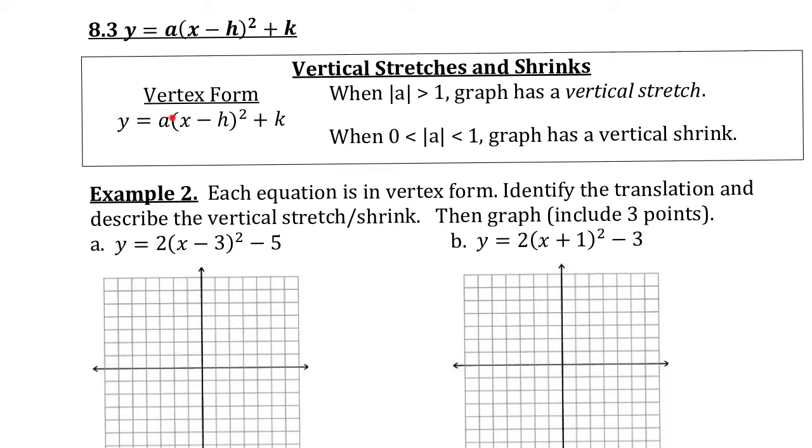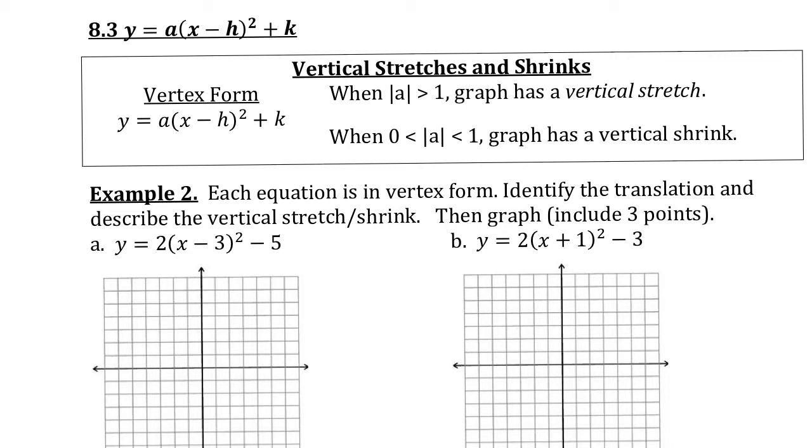Okay, so if the absolute value of the a value in front here is bigger than 1, it's going to stretch it vertically because it's going to get taller. Now it says absolute value because it could be a negative value here. If it was negative 2, negative 3, negative 4, negative 5.5, it will also stretch it. It'll just open in the downward direction. Now if the absolute value of this a value is between 0 and 1, meaning it could be 1 half, 1 fourth, 3 fourths, 2 fifths, it's going to shrink because it's going to get smaller.